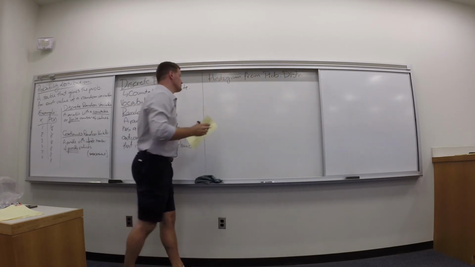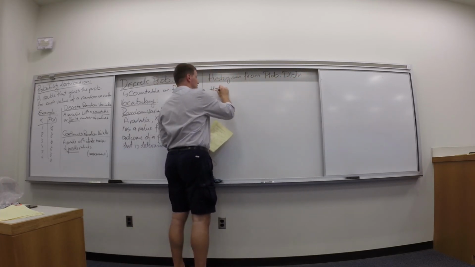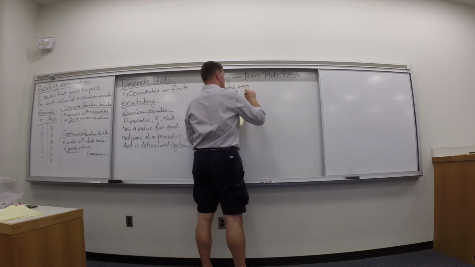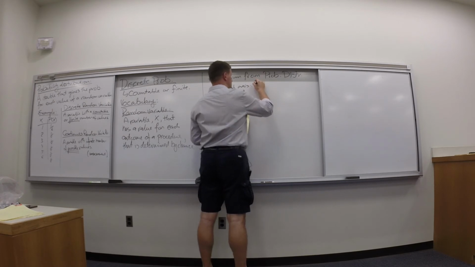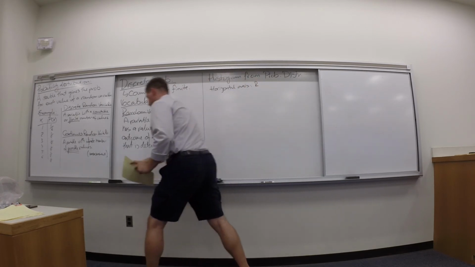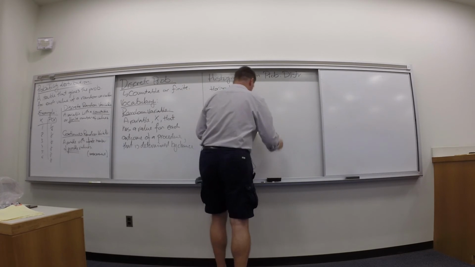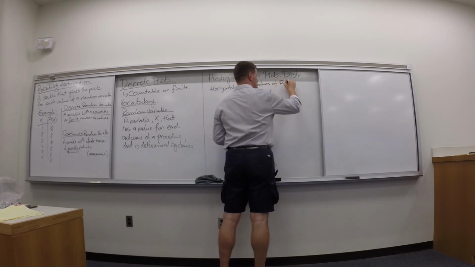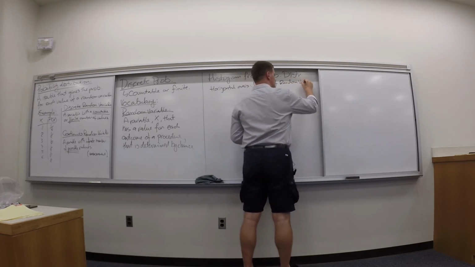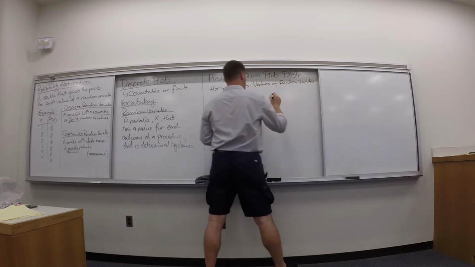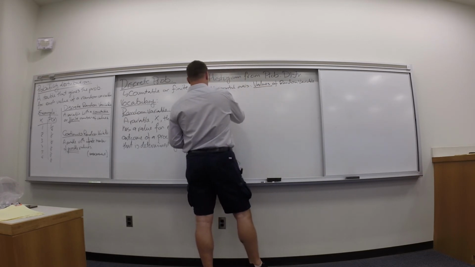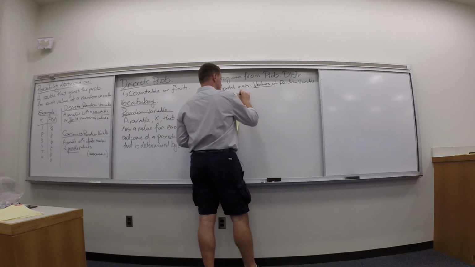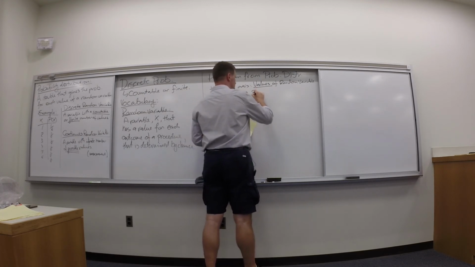Histogram from a probability distribution. We have a horizontal axis, and that's usually the values of the random variable, right? And then we have the vertical axis, and that's the probability.